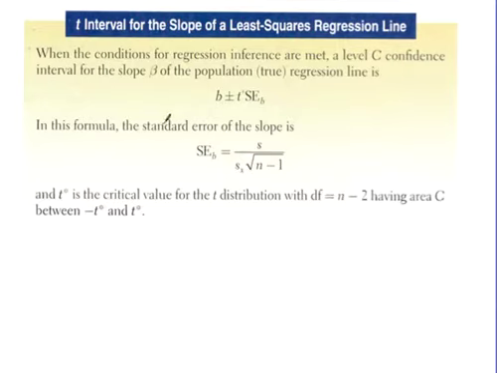In this formula, the standard error of the slope, which is the SE sub b, is equal to s over the standard deviation of x times the square root of n minus 1, and the t star is the critical value of the t distribution with degrees of freedom equal to n minus 2, having an area C between negative t star and positive t star.